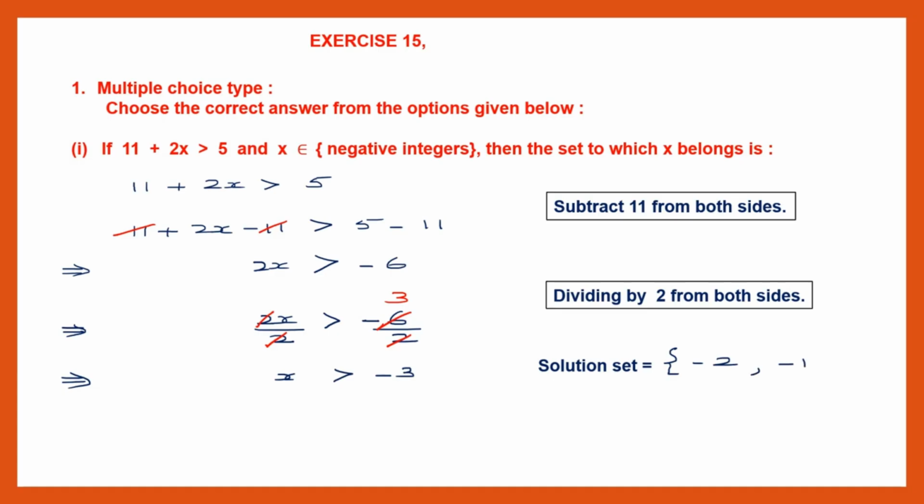That's it. If I go beyond this, I'll get 0, 1, 2, 3. They all become positive, isn't it? They're not negative. 0 is not negative. 1, 2, 3 are all positive. So this is my solution set. And what is the option here?